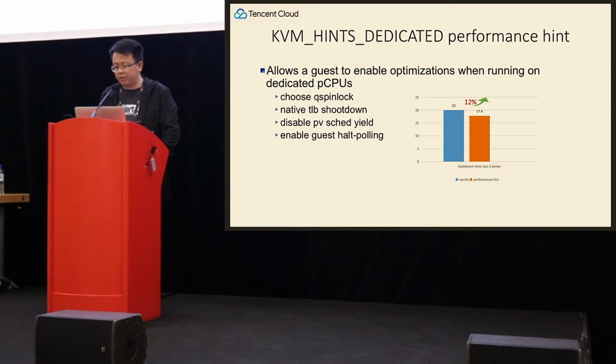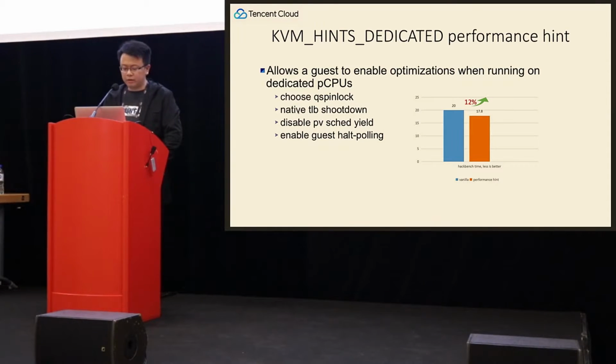Next one is the dedicated performance hint. The hypervisor can give the guest a dedicated performance hint. If the guest is aware that it has dedicated physical CPUs, the guest can enable some optimizations when running on the dedicated physical CPUs. For example, the guest can choose native qspinlock instead of paravirt qspinlock. Because the VM has dedicated physical CPUs, the paravirt qspinlock can incur halt and re-kick penalty.